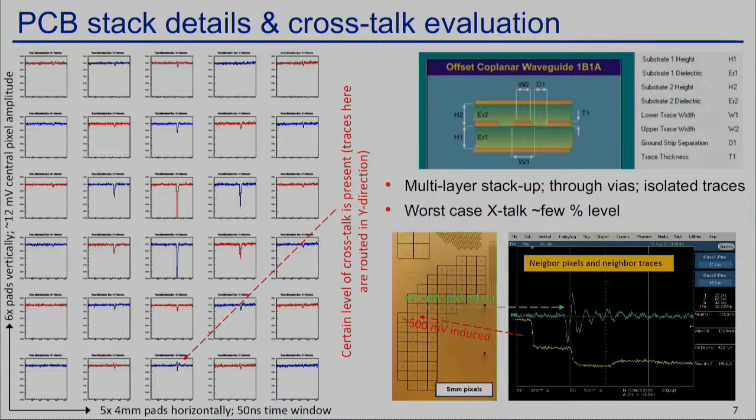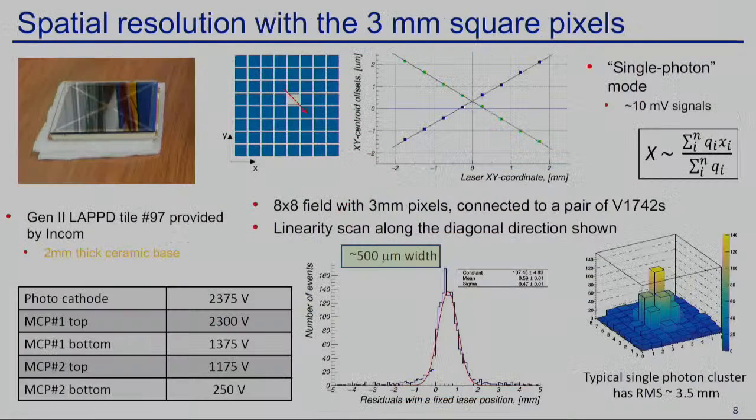On this picture, you can see a different representation. These are the waveforms where the laser spot was somewhere here. The signal amplitude is like 10 to 12 millivolts. It is a 5 by 6 pixel area, as you can see, and a 50 nanosecond time window. The traces are oriented vertically in this picture, and in some sense you can see some crosstalk vertically, which is not present in far neighbor pixels horizontally, but it's pretty much bearable, I would say.